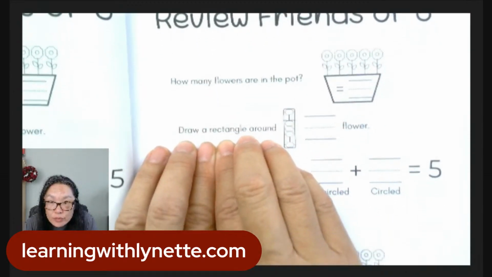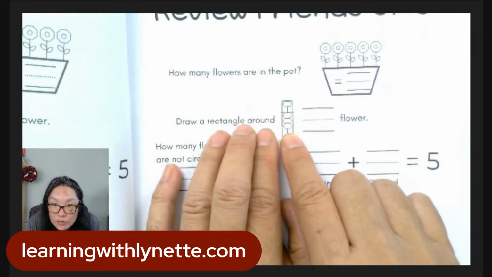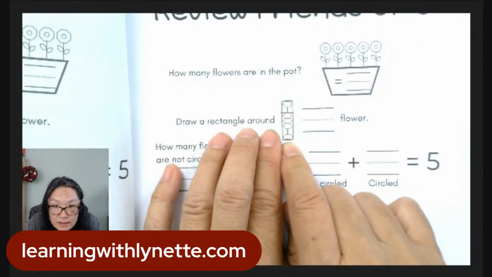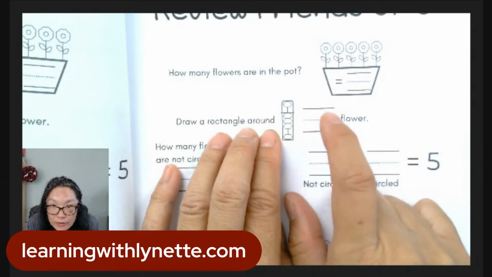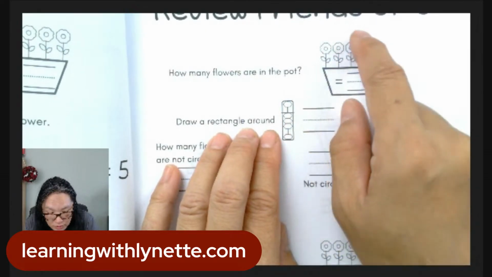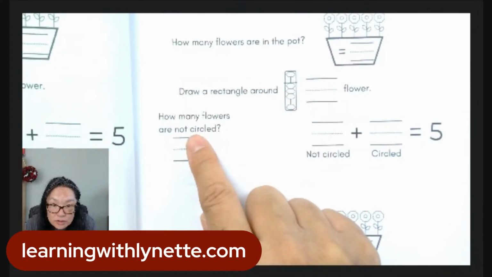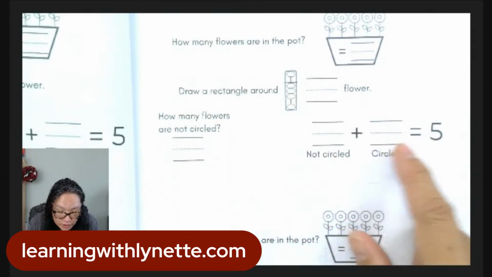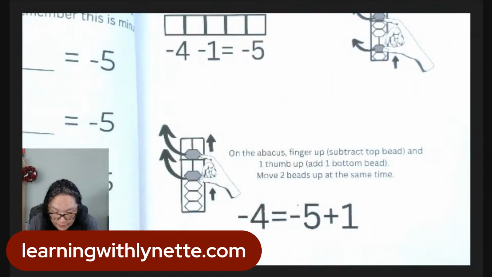So what are we going to do? We're going to draw a rectangle around, what number is this? This is 3. So we're going to draw a rectangle around 3 flowers. So if I draw a rectangle around 3 flowers, then how many are not circled? So it's 3 and 2. So this is just to review how to make a 5.